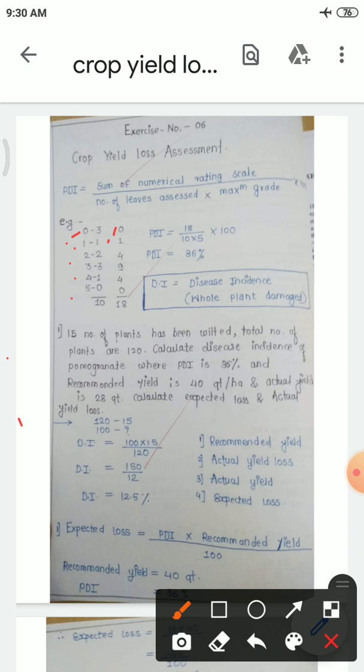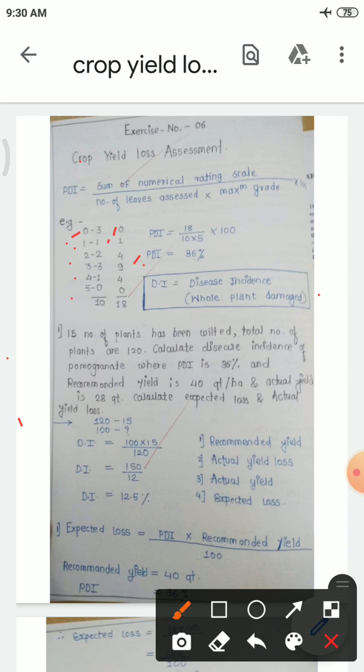So simply, as we discussed previously, we have to make the summation. The total number of leaves assessed is 10, and by multiplying the scale by the number of leaves assessed we obtain the sum of numerical ratings. So 0 into 3 is 0, 1 into 1 is 1, 2 into 2 is 4, 3 into 3 is 9, 4 into 1 is 4, and 5 into 0 is 0. In that way the sum of numerical rating scale will be obtained, 18.